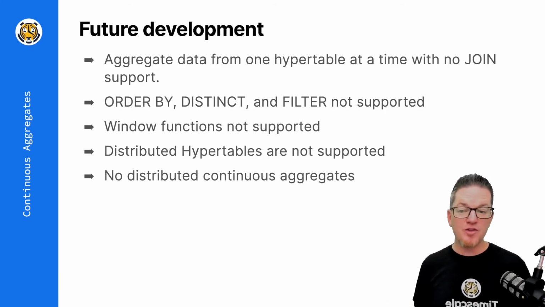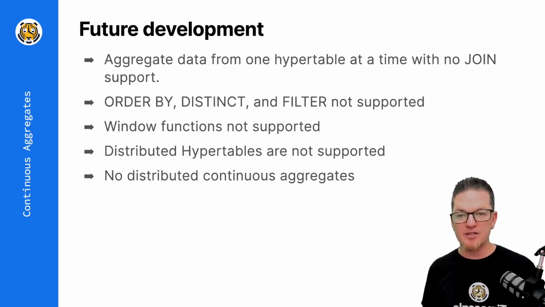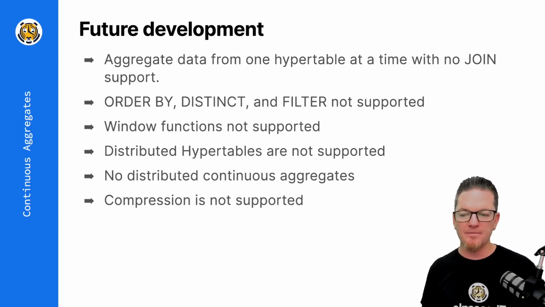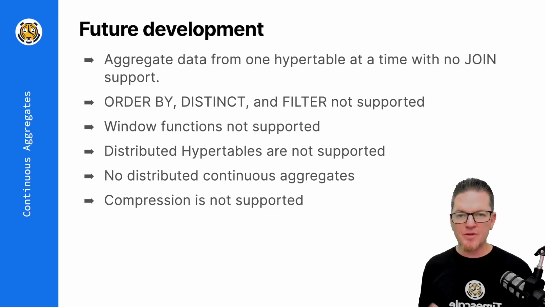That also means that currently there's no distributed continuous aggregate. So I can't take a continuous aggregate and distribute that data over multiple data nodes in a multi-node setup. Because of those partials, because of how we store the data, that opportunity does exist and is something we are working on.